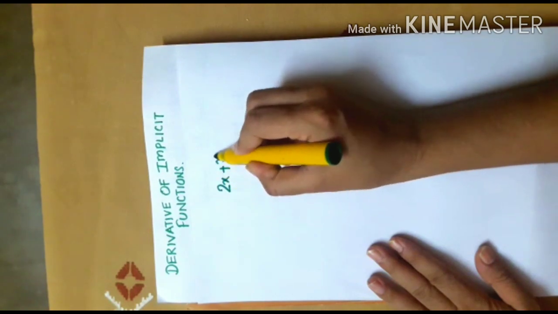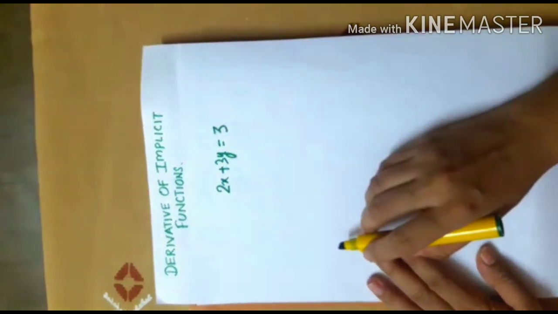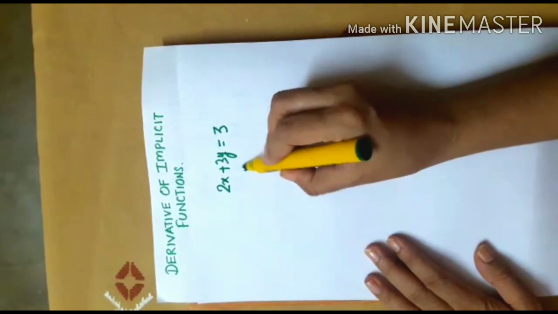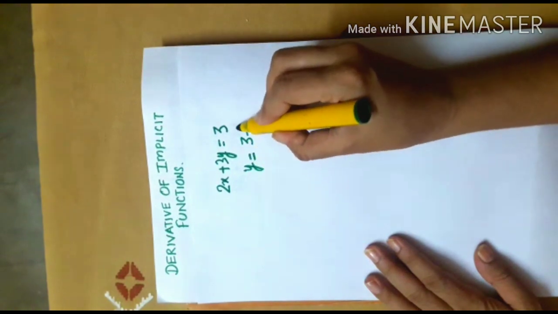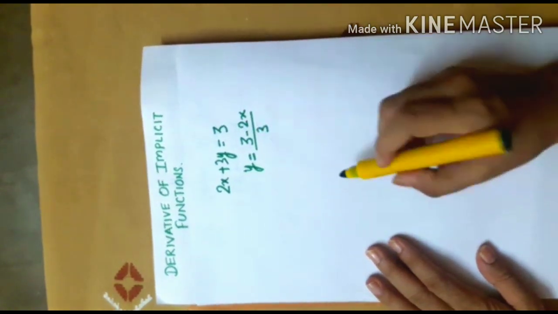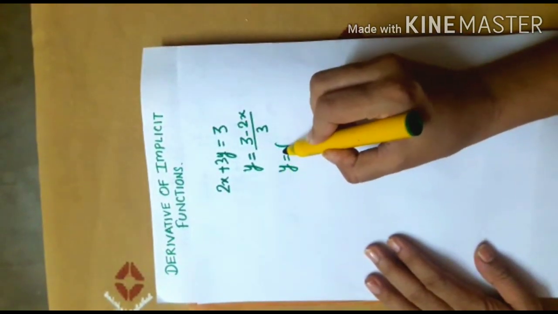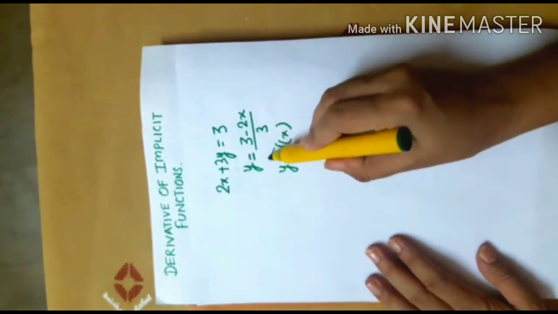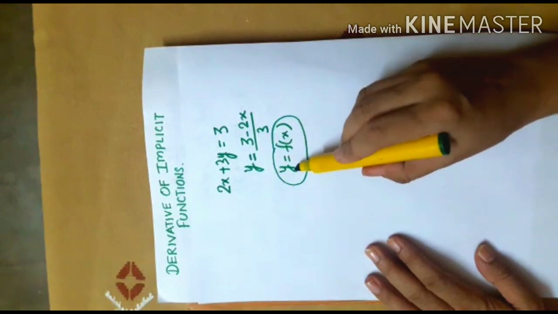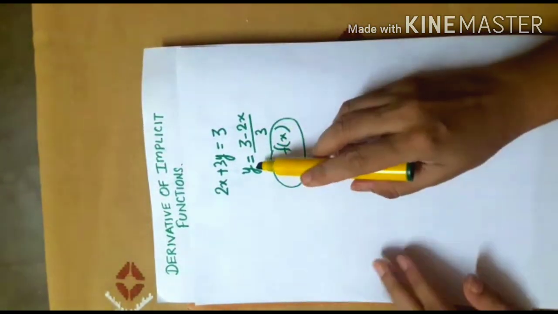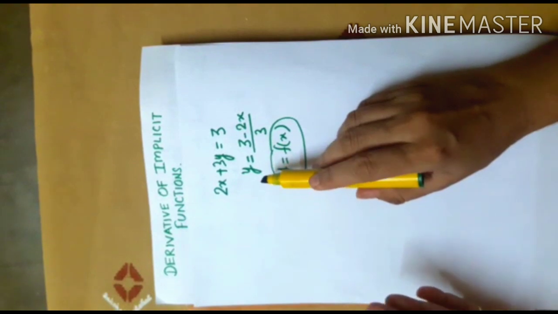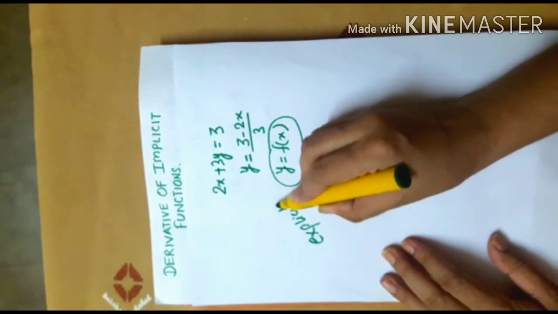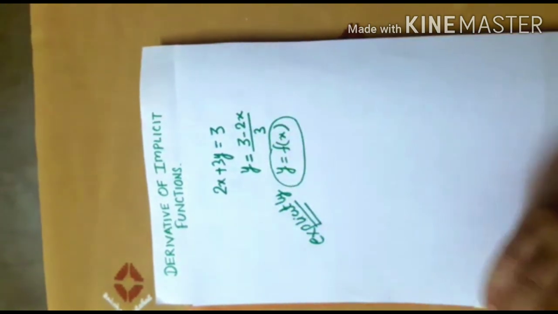Suppose I have this relation 2x plus 3y equals 3. Here I can write y as (3 minus 2x) over 3. That is, I'm able to express y in terms of x, that is, I'm able to express y as f(x). In this case, we say that y is expressed explicitly in terms of x.